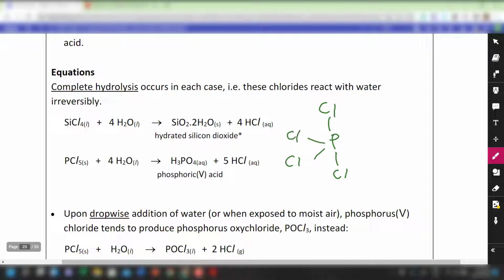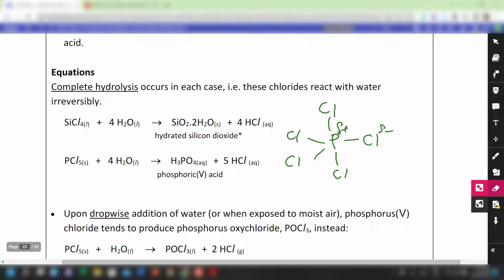I'm not going to show you the hash and the dash arrows. Okay, I mean the stereochemical projection, because it's not necessary. Okay, so you can imagine that the phosphorus center is highly electron deficient. Okay, so it is susceptible to nucleophilic attack by water. Yeah, so you can just imagine that each of the Cl is being replaced by water molecules.